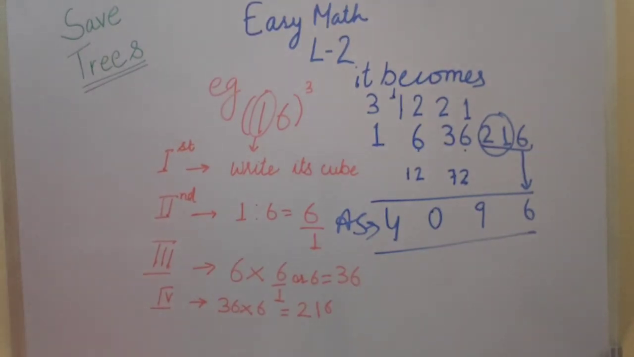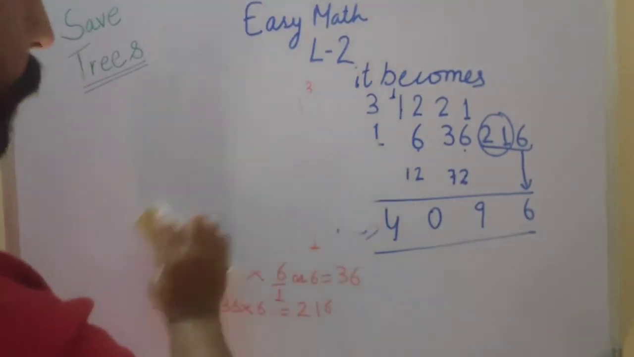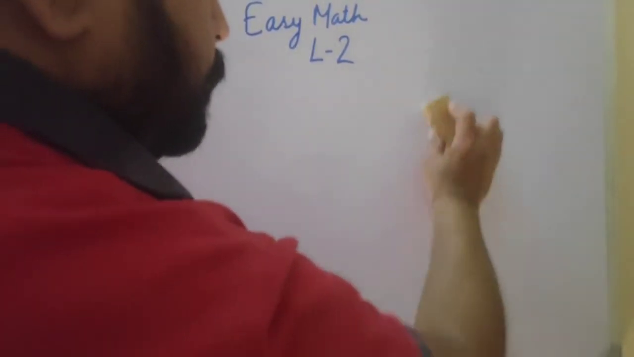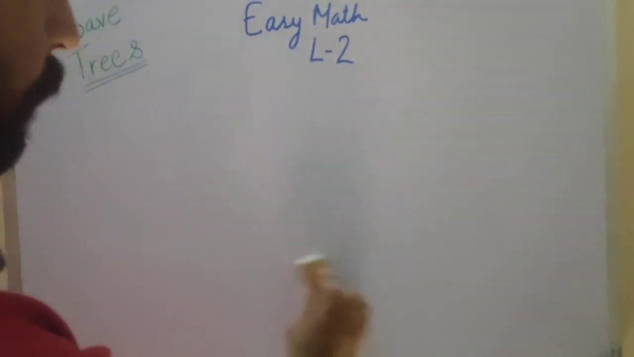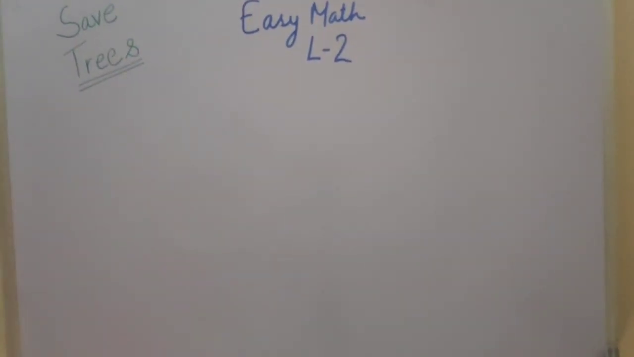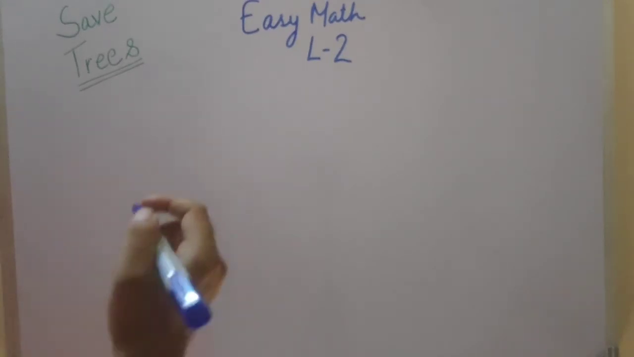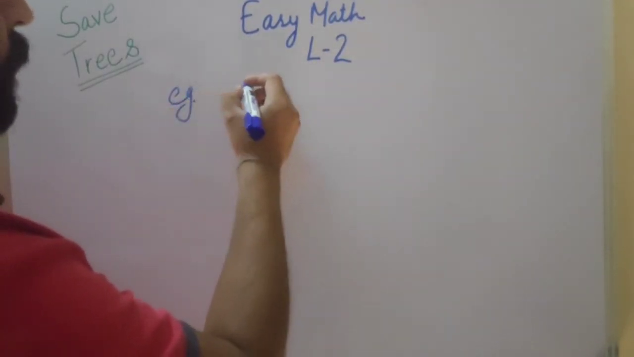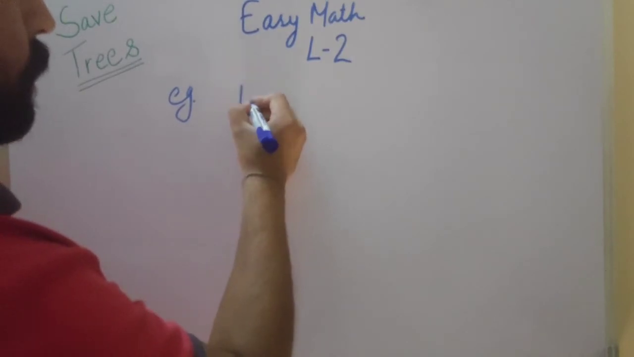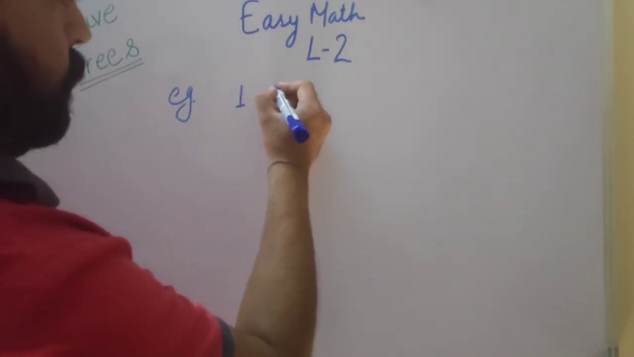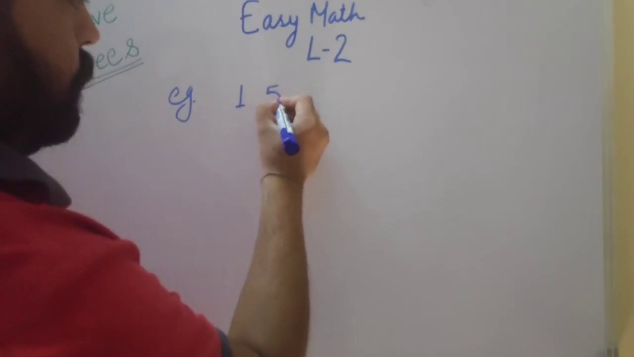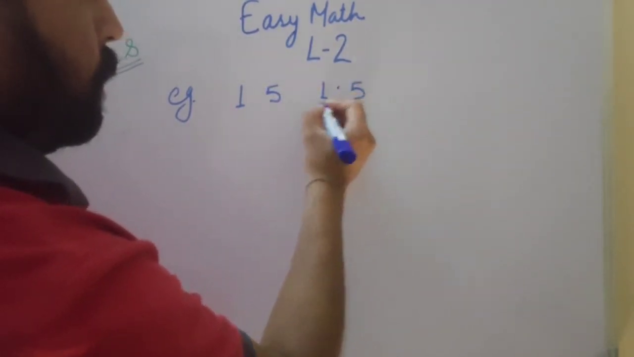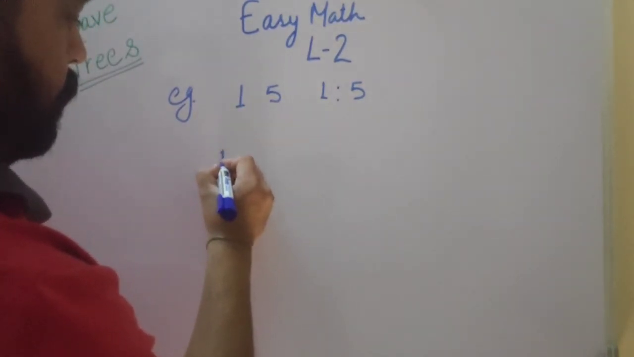As you see, it is a quite easy method. So let me rub it and show you guys another example. Let's say we want to find the cube of 15. So we write 1 is to 5 as the ratio of both the digits.